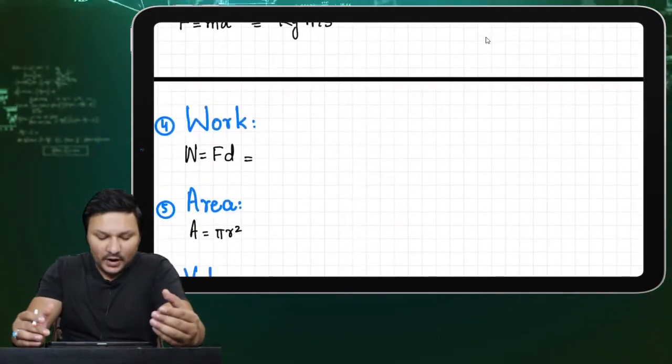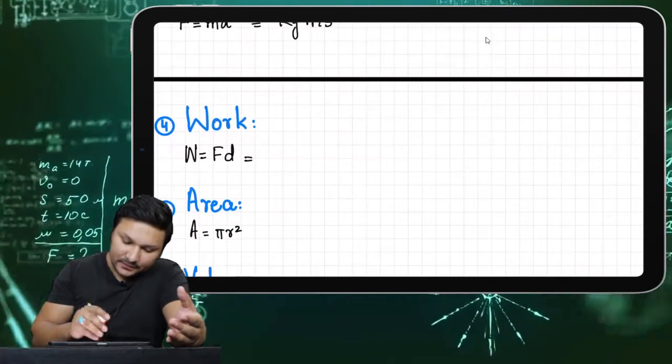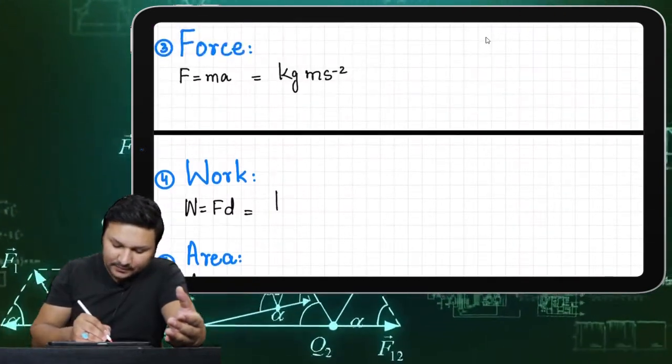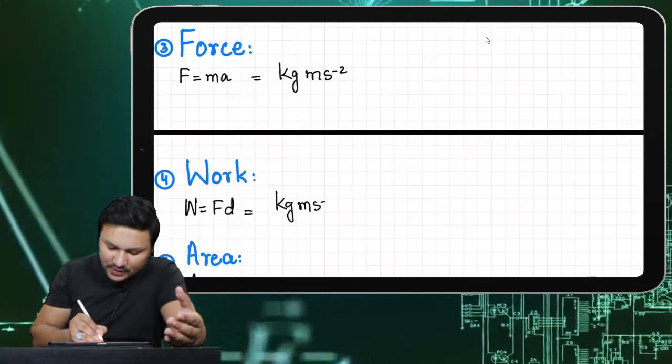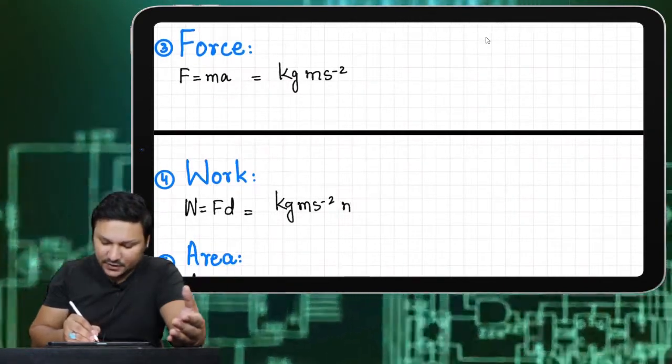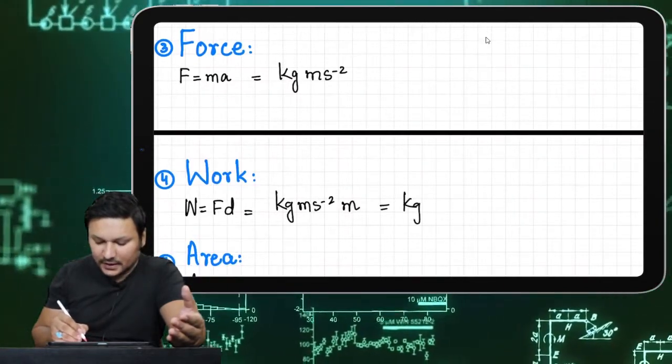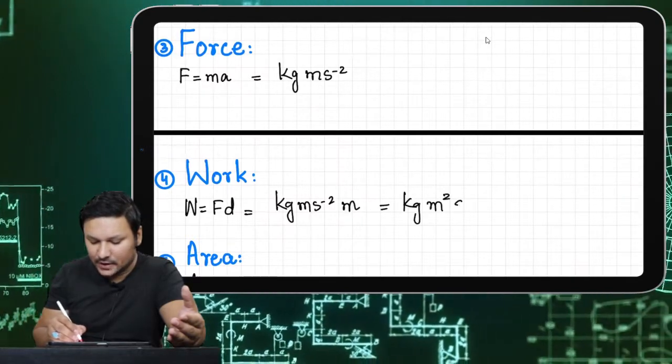Similarly, if you talk about work, that is force into displacement, force has base unit kilogram ms minus 2, and displacement has base unit meter, which later on converts into kilogram meter square s minus 2.